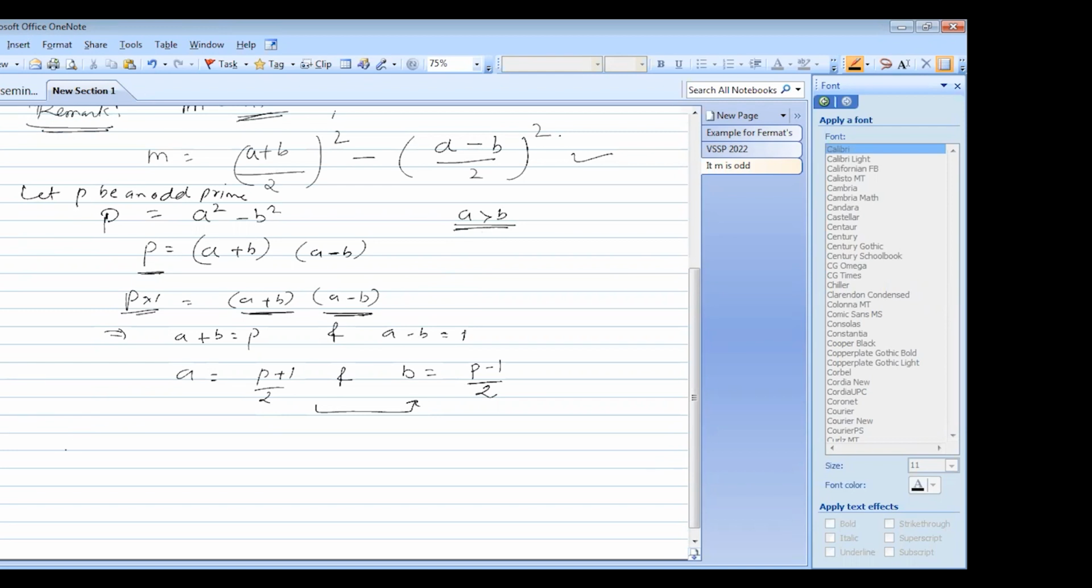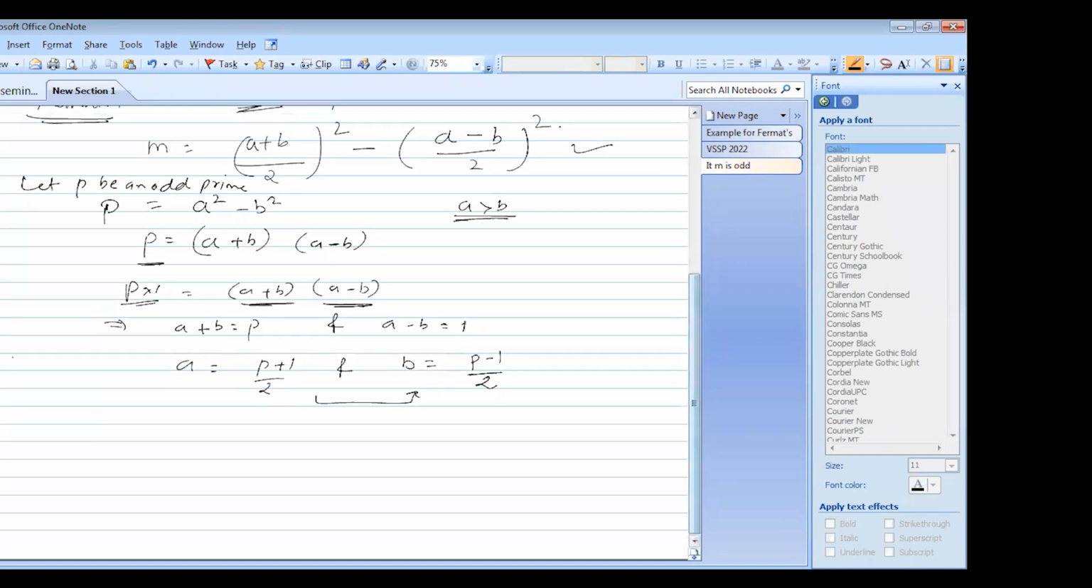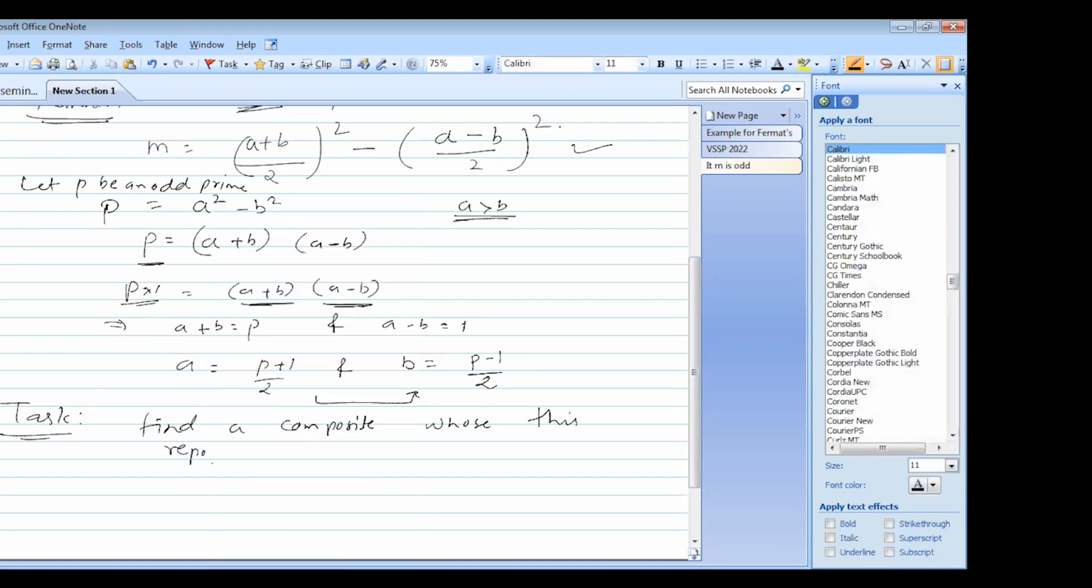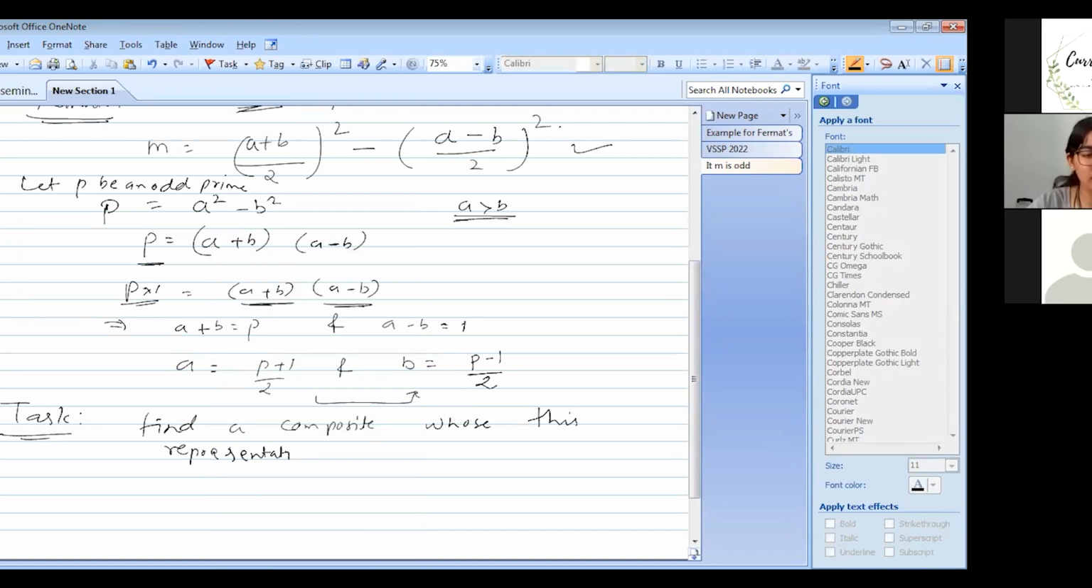So this representation is unique for prime. Here is one task for you: find a composite number whose representation is not unique. This representation is not unique, meaning you have to search for a number.